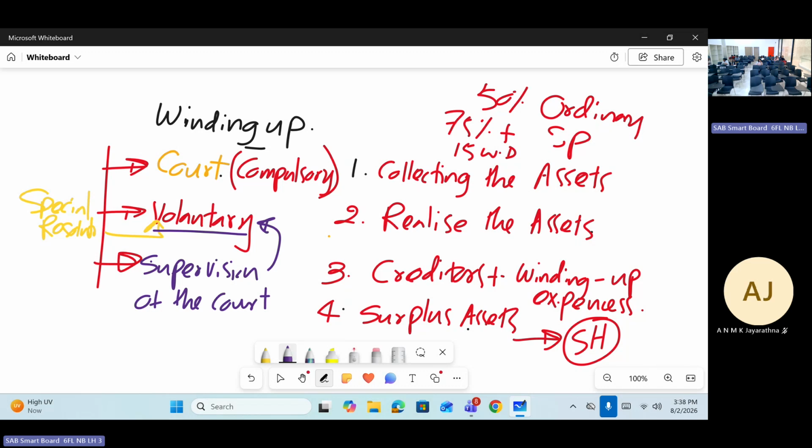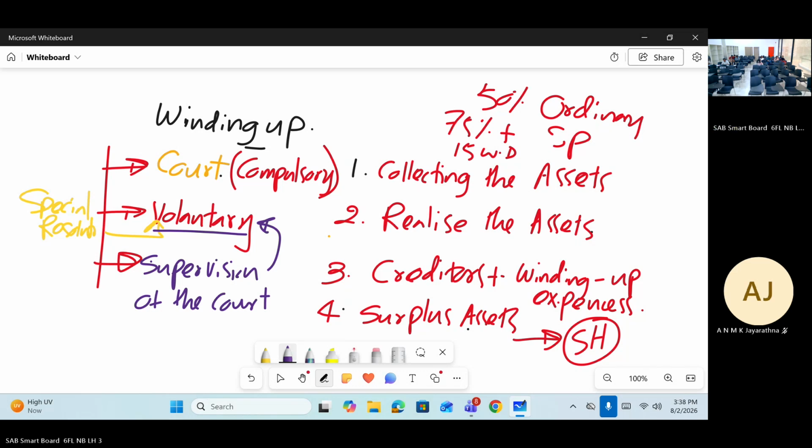I think this is a subcategory of the voluntary winding up. A special resolution is passed to liquidate the company voluntarily, and a shareholder or a creditor can make an application to court to liquidate it subject to supervision of the court. The court can accept that. Under supervision of the court, the company will be liquidated. That is the third point.